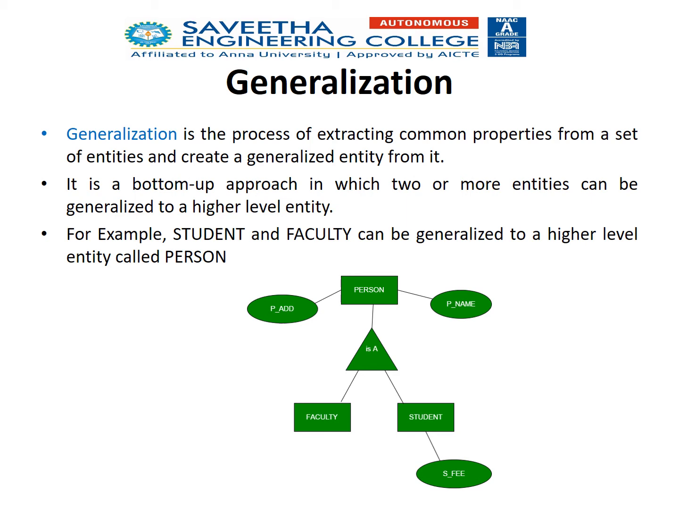It's a bottom-up approach. See, in this example, person contains two attributes, name and address. Again we are classifying person as faculty or student. So in a generalized manner, faculty and student belong to the category person. So faculty and student are generalized versions of person. So this is the example for generalization.